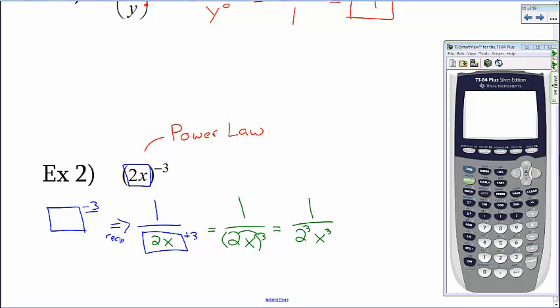Note here that I have distributed the third exponent to both terms inside the parentheses, and I come out with my simplified answer.